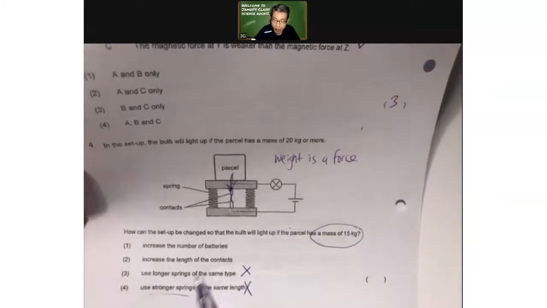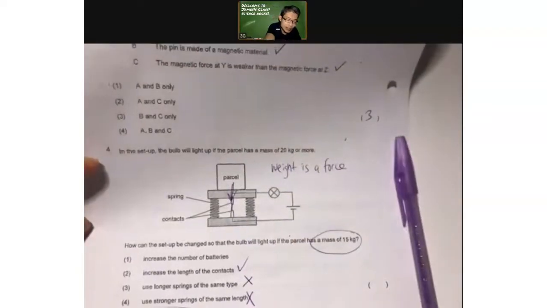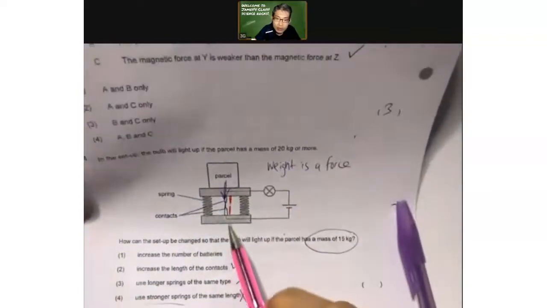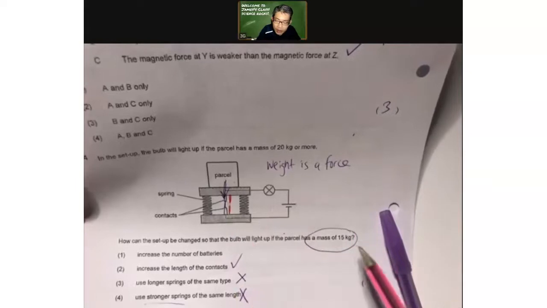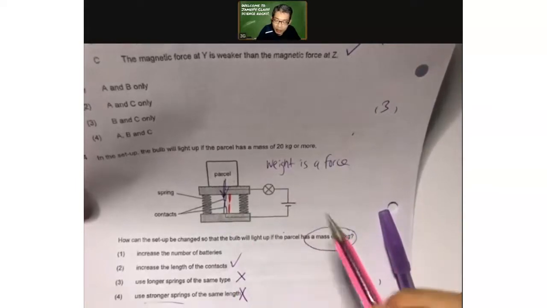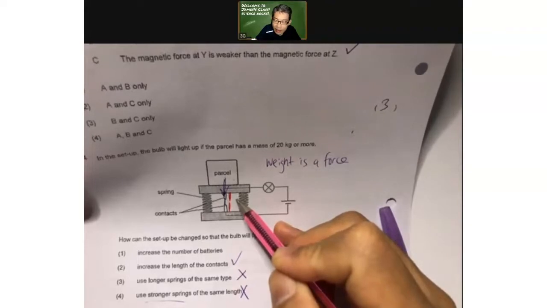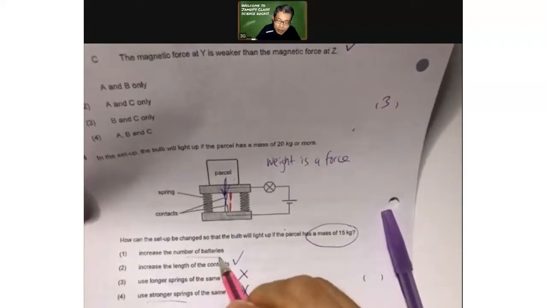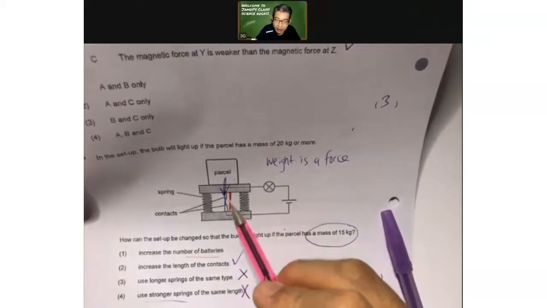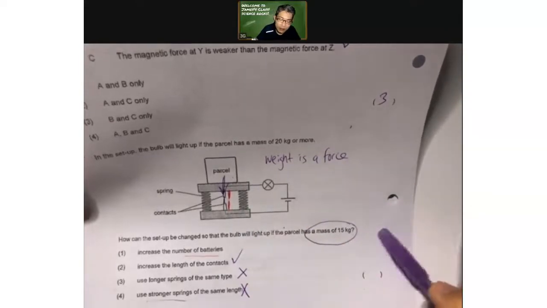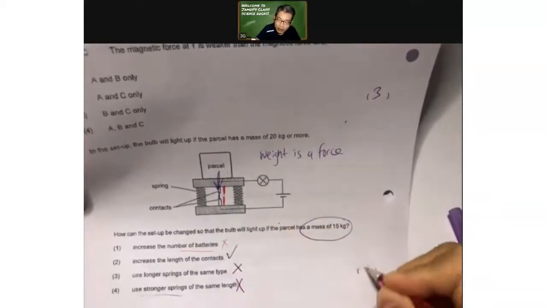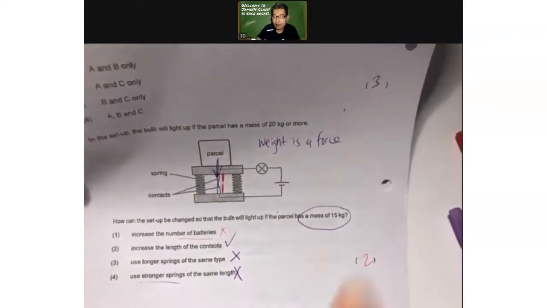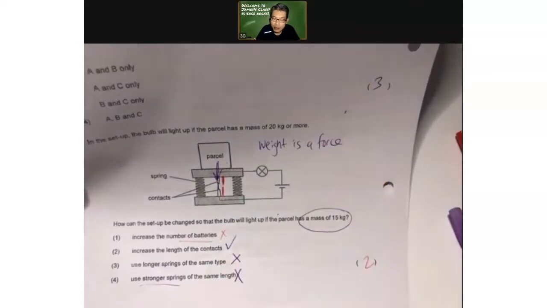Increasing the length of the contact is possible if the contacts are longer, meaning that they are nearer to each other. Imagine I have these two red wire contacts nearer. So even using a lower mass parcel that presses down gently and lightly and moves it only a little bit, they can still touch. This is definitely possible. Increasing batteries wouldn't make this light up if these two contacts can never touch. So this doesn't help. Answer is 2. So question 4 is on electrical system. The P5 students may not be able to do this until you learn this in semester 2.